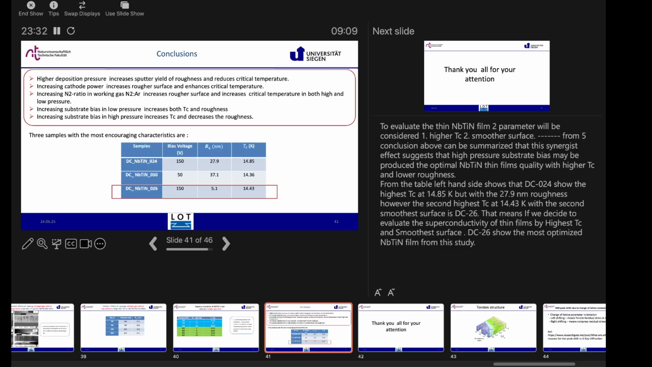The table below shows three samples with the three highest Tc. Starting with DC niobium titanium nitride 24 at 14.85 K, however, the roughness is still high at 27.9. For DC niobium titanium nitride 26, we get the second highest Tc at 14.43, with a roughness of only 5.1, so a smoother surface. From the Tc and the roughness, DC niobium titanium nitride 26 shows the most optimized thin film for copper SRF cavities.